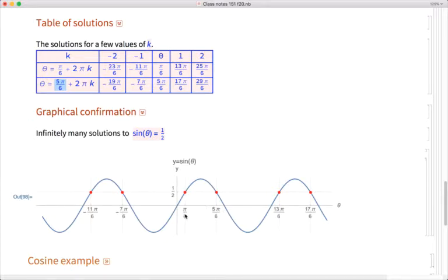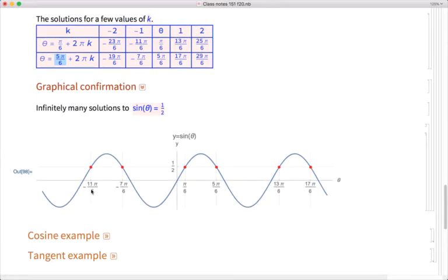When we add a multiple of 2 pi to pi over 6, for example, we get to 13 pi over 6. And if we subtract off 2 pi, we get back to negative 11 pi over 6. Adding multiples of 2 pi to 5 pi over 6 brings us out to this point, and back to this point here. So there are infinitely many solutions to this equation, and we're graphically seeing 6 of them here. Again, the solutions are the thetas. The solutions aren't actually the red dots; the solutions are these values of theta listed in the table.